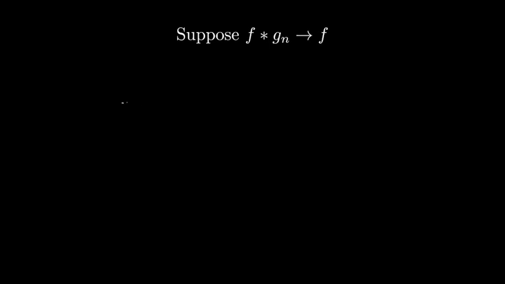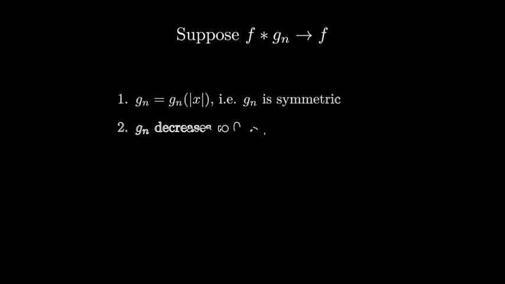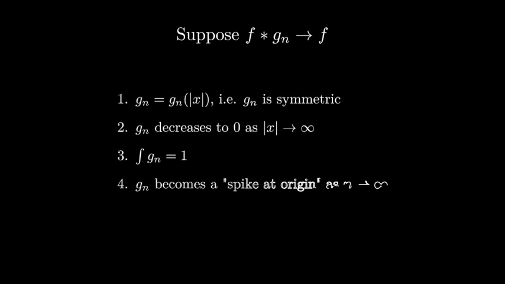Very loosely speaking, approximate identities can be described by the following 4 properties. First, g_n is symmetric. Second, g_n decreases to 0 as you go further away from the origin. Third, the total area under g_n is equal to 1. And fourth, g_n becomes a quote-unquote spike at the origin as n goes to infinity. Another way of stating this last one is that the area under g_n gets concentrated at the origin.